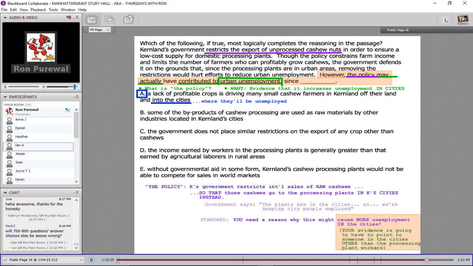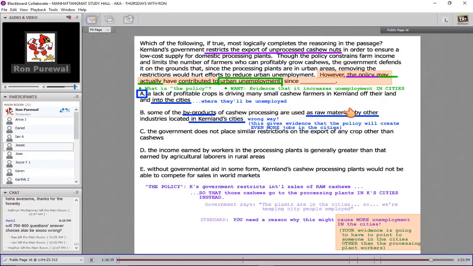Choice B, some of the byproducts are used by other industries. This choice goes the wrong way. This choice is actually telling us that not only will you employ people in the processing plants, but in fact you will also create other work for other employers as well. A lot of you guys picked this answer, but this actually goes the exact wrong way. Give me a smiley face if that makes sense. This gives evidence that the policy will create even more jobs beyond the processing plant, even more jobs in the cities. Because not only will it create processing jobs, but in fact the runoff and the waste products will create even more jobs. So this is exactly backwards.